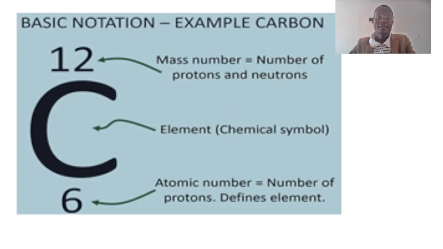It has 6 protons and 6 neutrons. When these neutrons are brought together, they give us the mass number. So the mass number is a composition of the proton number and the neutron number, whereas the proton number informs the atomic number. We really need to get that one right.